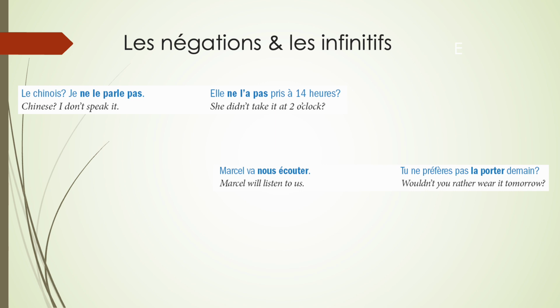And let's look at another example. Elle ne l'a pas pris à 14 heures. She didn't take it at 2 o'clock. So once again, you're putting le with the conjugated verb. So it's going to be la. And you're going to put the ne and the pas around the object pronoun and the conjugated verb. Elle ne l'a pas pris à 14 heures.